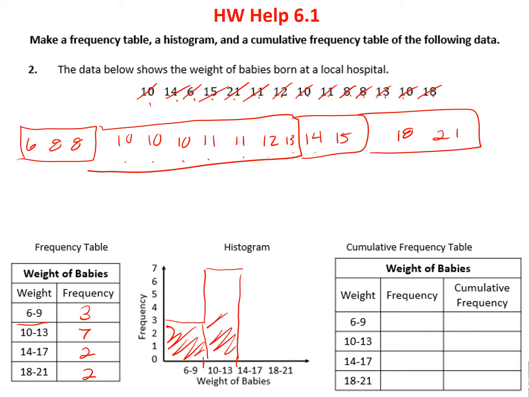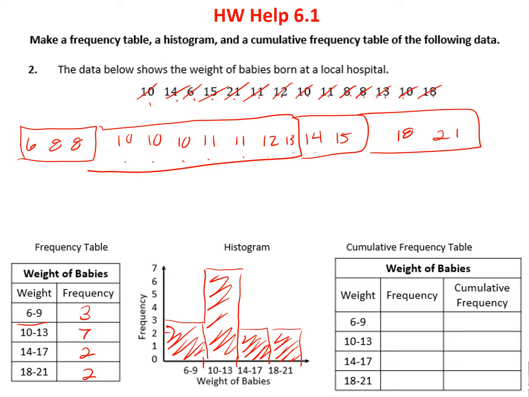So I'll make my box indicating that in this category, there are 7. 14 to 17 goes only 2. So 2 is right here, come across there. That's there. And the next category is also 2. So there's my histogram. It's just a visual picture of what our frequency table is saying.